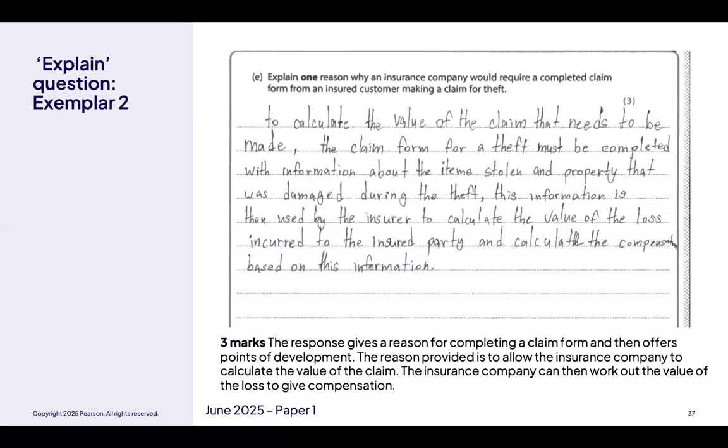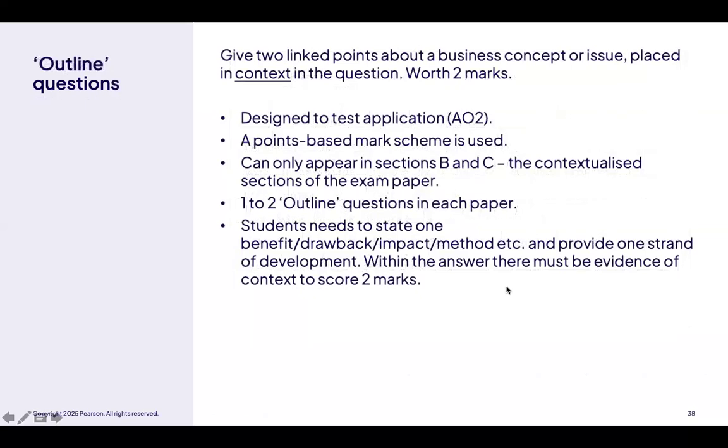Okay. Can I come on to a different question type? We're going to look at outline questions, which are actually only worth 2 marks. So you might think, well, that's less difficult than an explain question. However, there's something different about outline questions that I want to highlight to you. So 2 linked points about a business concept in context. So there's a point plus 1 development mark. So designed to test application.